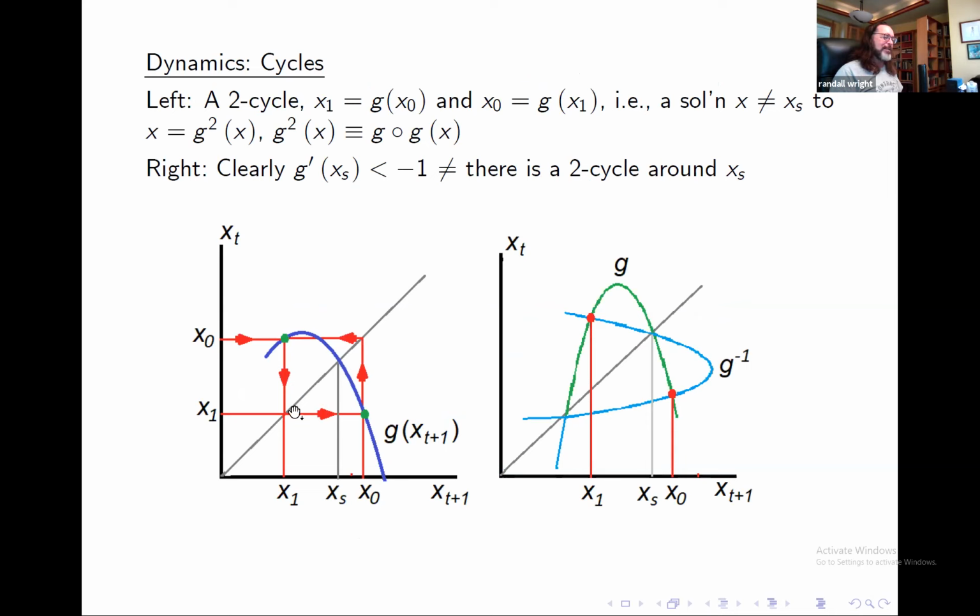Here's a 2-cycle. This is hearkening back to what I said last week. Any model with liquidity, if it's any good, is going to have multiple equilibria, because liquidity is to some extent a self-fulfilling prophecy. How much you want the asset for its liquidity depends on how much other people want it.